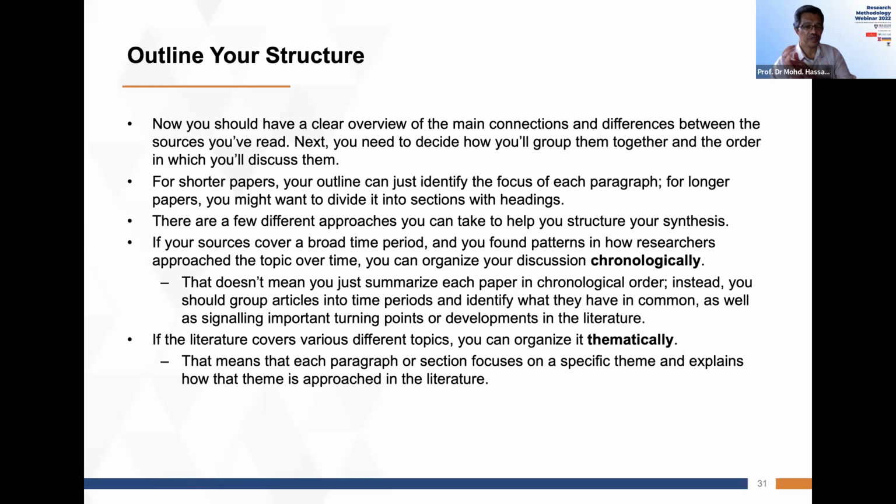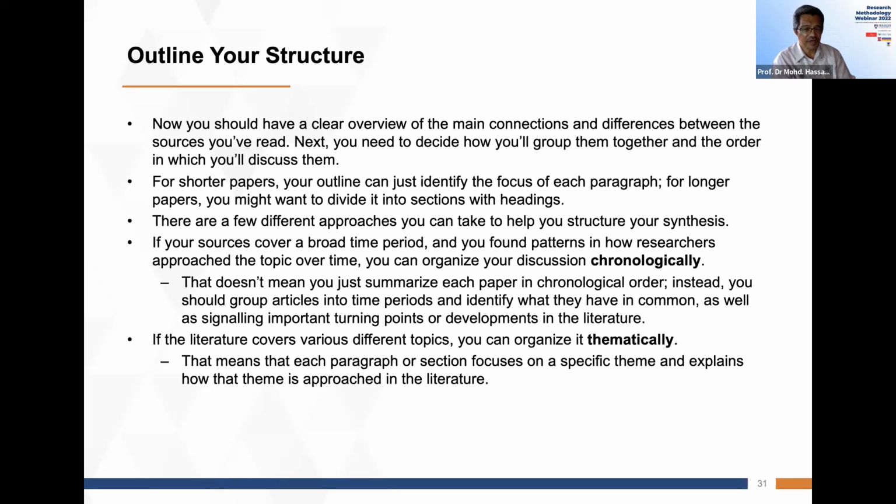Now for shorter papers, your outline can just identify the focus of each paragraph. For longer papers, you may have to divide it into sections with headings. There are a few different approaches you can take to help structure your synthesis.